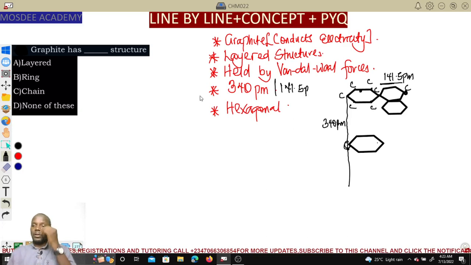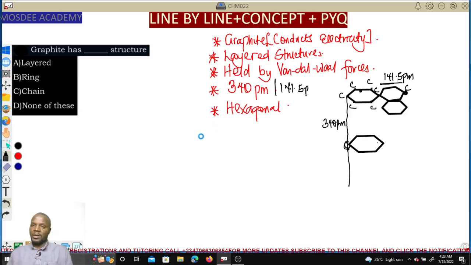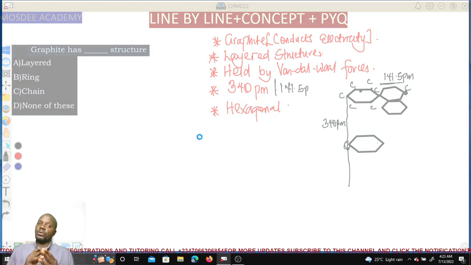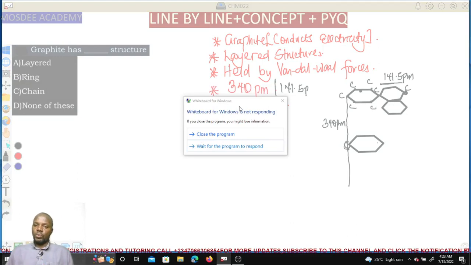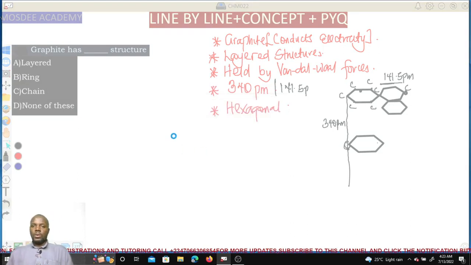So there are other things I can talk about carbon atom in there. Other things is they have free mobile electrons that move around. So that is why they conduct what? Electricity. Layer structure, which also makes them to have free mobile electrons.